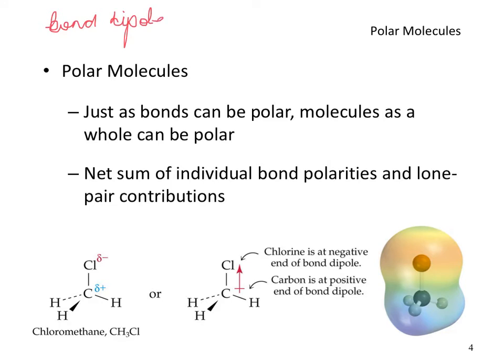which is basically evaluated by looking at the difference in electronegativity, and if that difference happens to lie between 0.5 and 1.7, then we would say that this would be a polar bond. Now, the other feature that I'm talking about is the shape of the molecule, the geometry of the molecule.